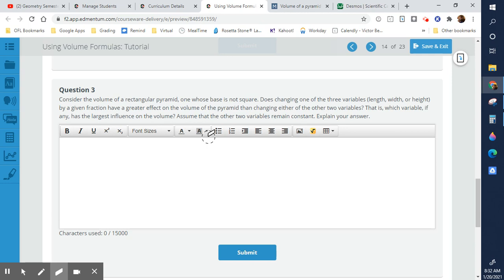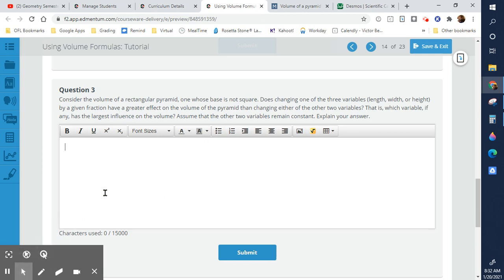Consider the volume of a rectangular pyramid whose base is not a square. Does changing the 3 variables, length, width, height, by a factor have a greater effect on the volume than changing either of the other 2 variables? So this is saying, is changing the length more than changing the width, or is changing the width more than changing the height? Is there any one of these that has a greater effect? So let's say I made this 5 times more. The answer is no, because they're all on the same level. None of them have a larger influence.